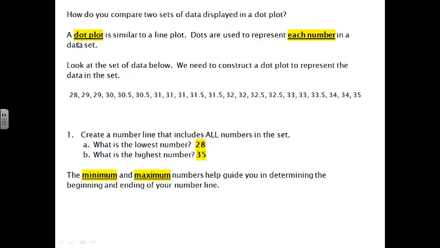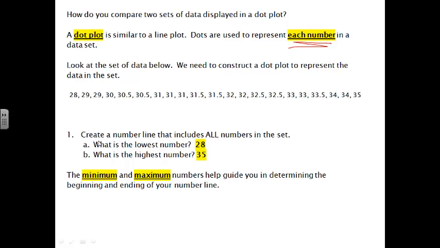So going over, a dot plot is similar to a line plot. Dot plots are used to represent each number in a data set. Look at the set of data below. We need to construct a dot plot to represent the data in the set. So these are all our numbers, and what do you notice about these numbers? They're already in order. If they were not in order and we collected data, we would make sure we put them in order from least to greatest.